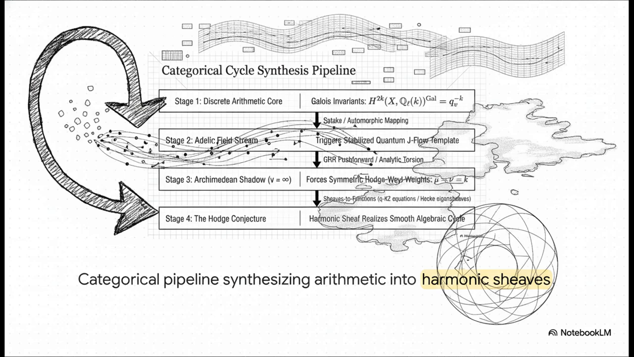And all of this culminates in a complete categorical cycle synthesis pipeline. We're finalizing the loop via the Grothendieck dictionary. The data starts at the discrete arithmetic core, flows seamlessly into the Adelic field stream, pushes forward into the Archimedean shadow, and realizes a smooth algebraic cycle. The quantum eigensheaves effectively compress right back into discrete indicator functions over those finite primes.